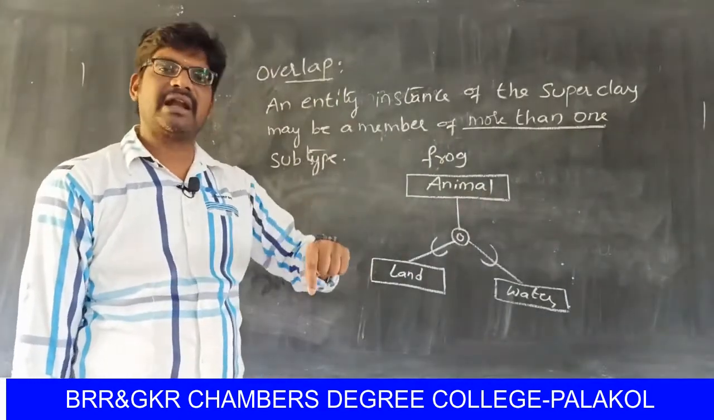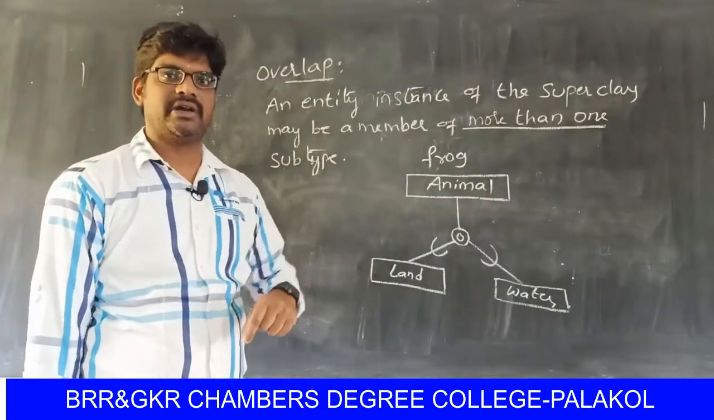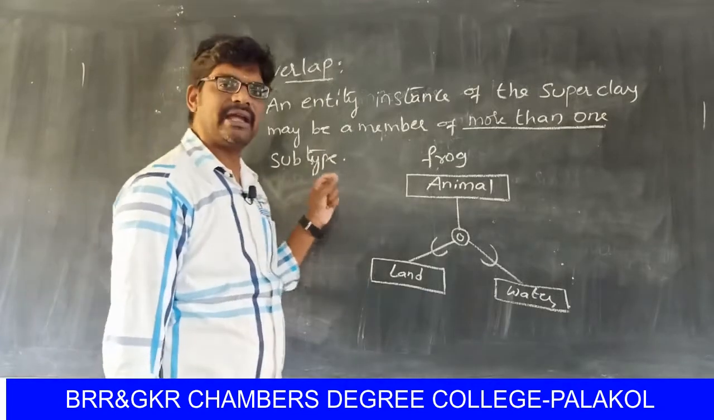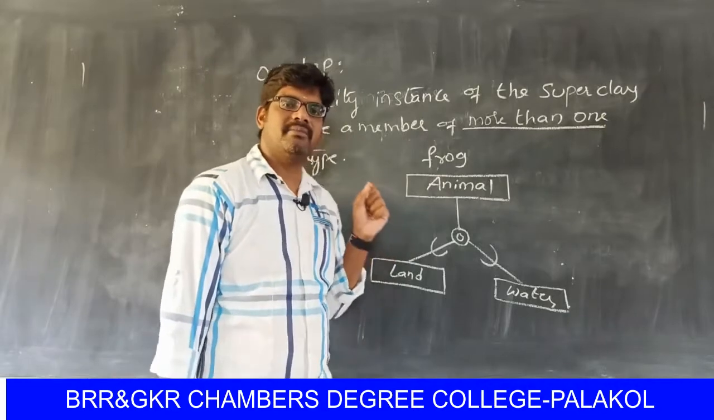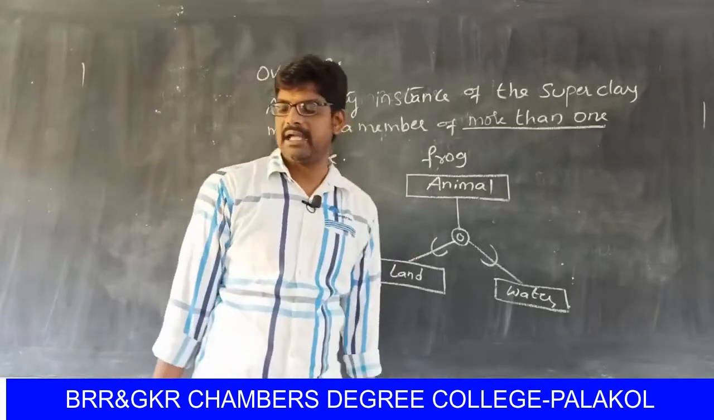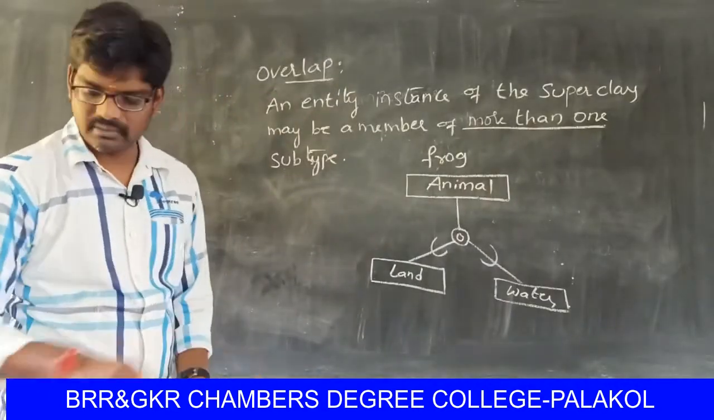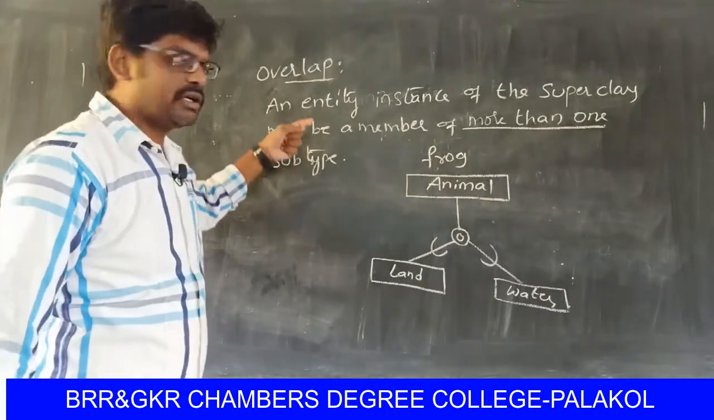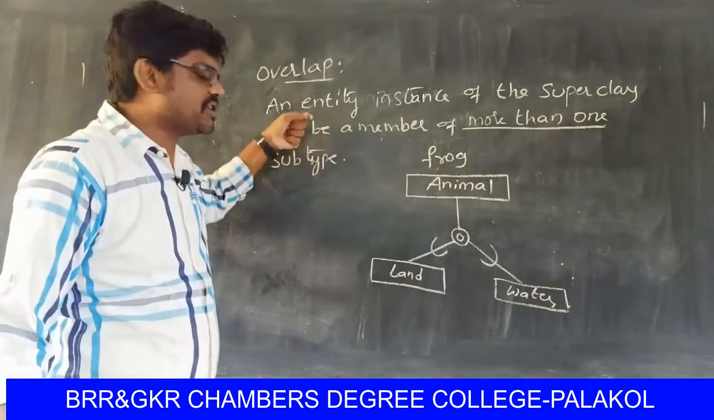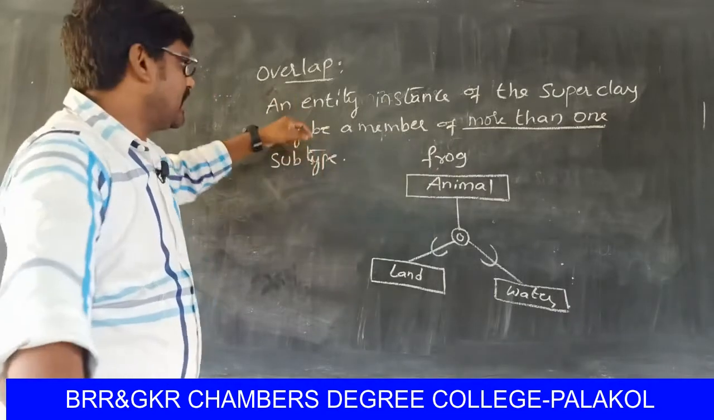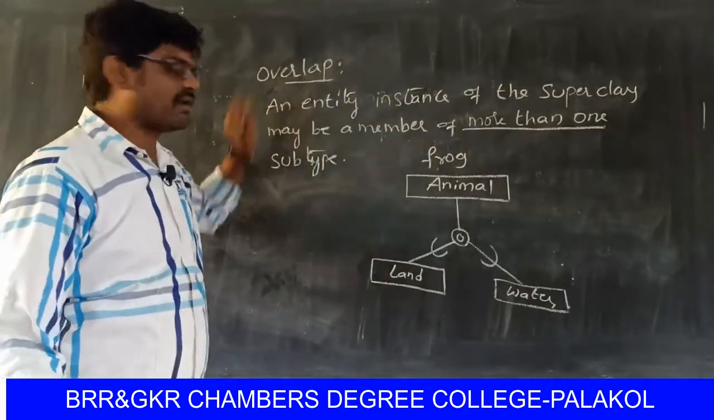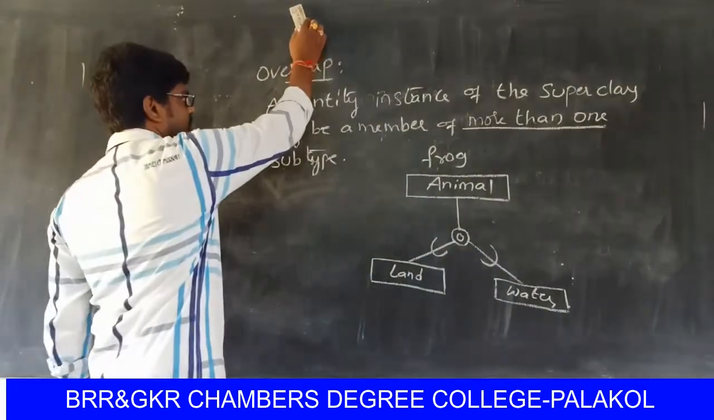If it belongs to only one of the classes, it is called disjoint. Okay, the disjoint can be indicated with the letter D and overlap can be indicated by the letter O. Okay, and next one. So these are the two types: disjoint and overlap.